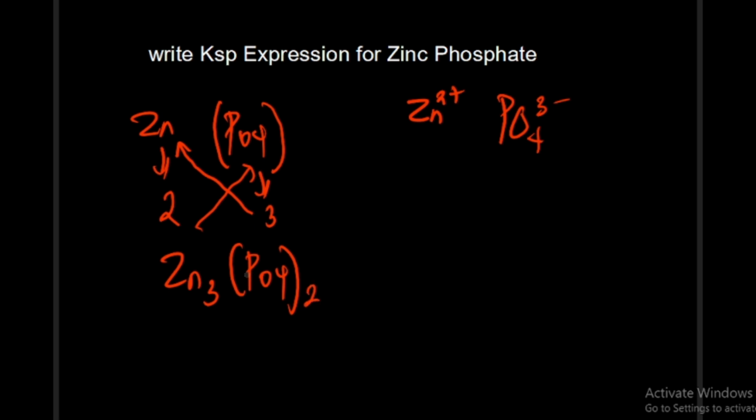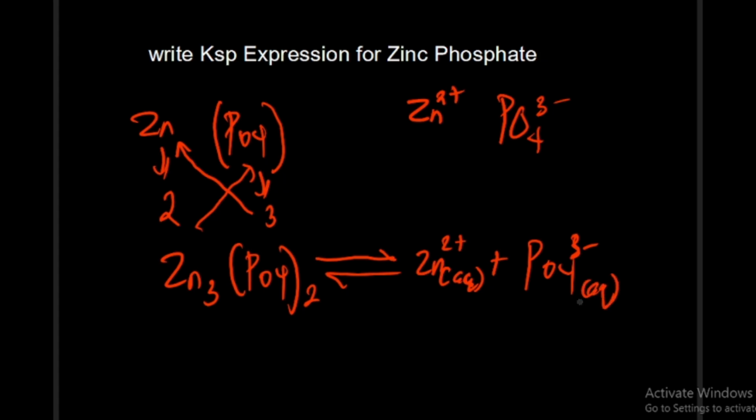Now if you want to write the chemical equation, it's going to be Zn2+ aqueous plus PO4 3- aqueous. Now let's balance here. Here we have 3 atoms of zinc, so you have to put 3 here. Here we have 2, so you have to put 2 here. Now, what is the Ksp expression?